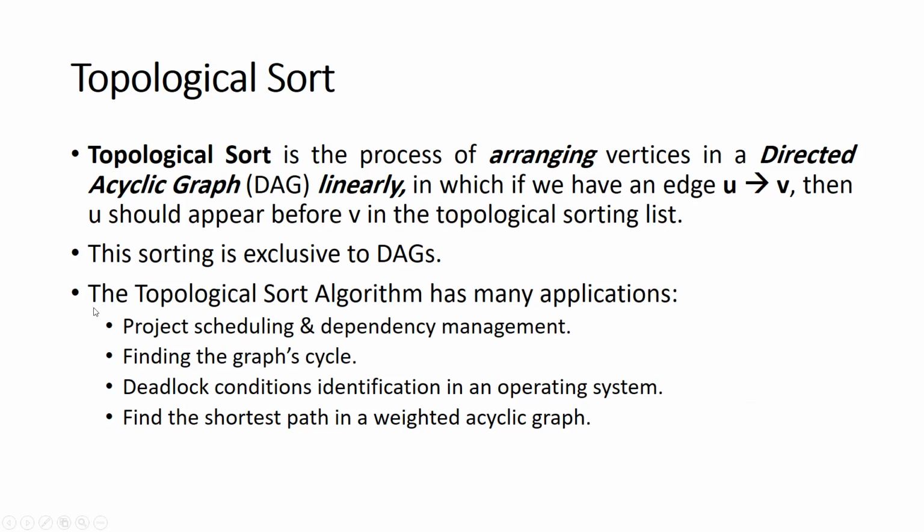Topological sorts have many applications. We can use it in project scheduling, dependency management, finding the graph cycle, and deadlock condition identification in an operating system. Also, it has an application in finding the shortest path in weighted acyclic graphs.